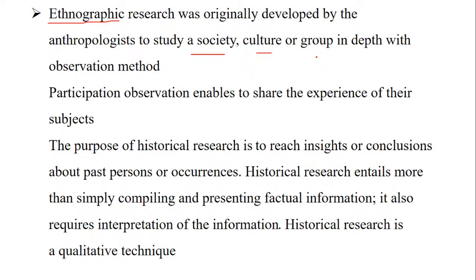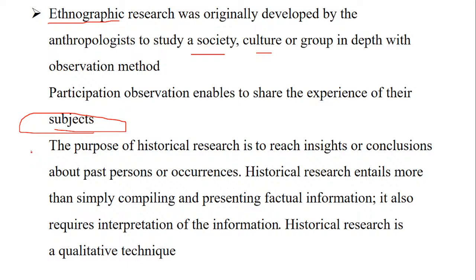The study is found out between whom. If it is something related to a society, culture or group, studied in depth with the observation method, then that is called ethnographic research. It helps to understand or share the experience of the subject. Subject means your respondents.